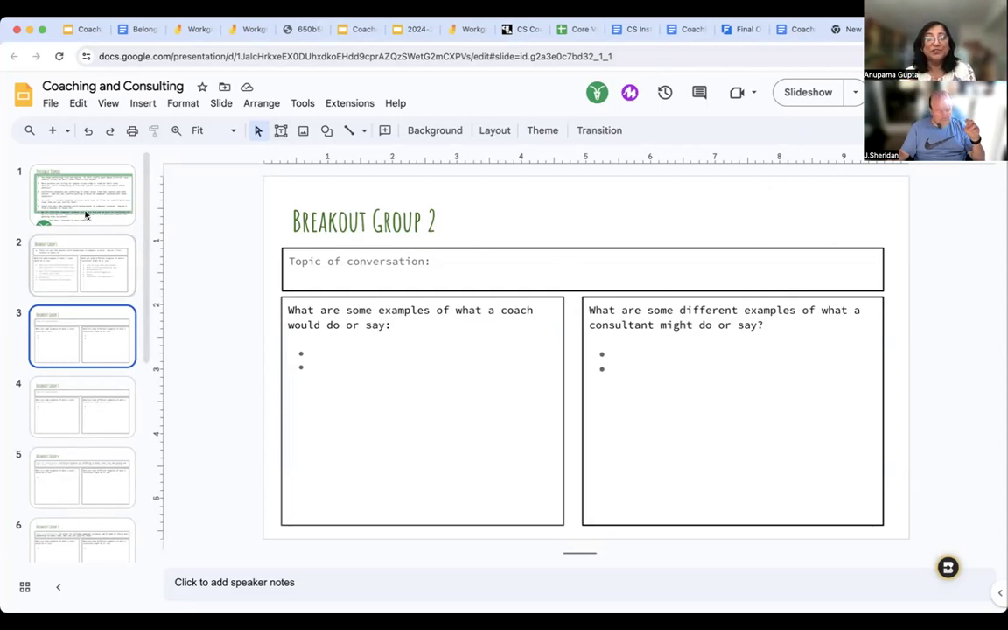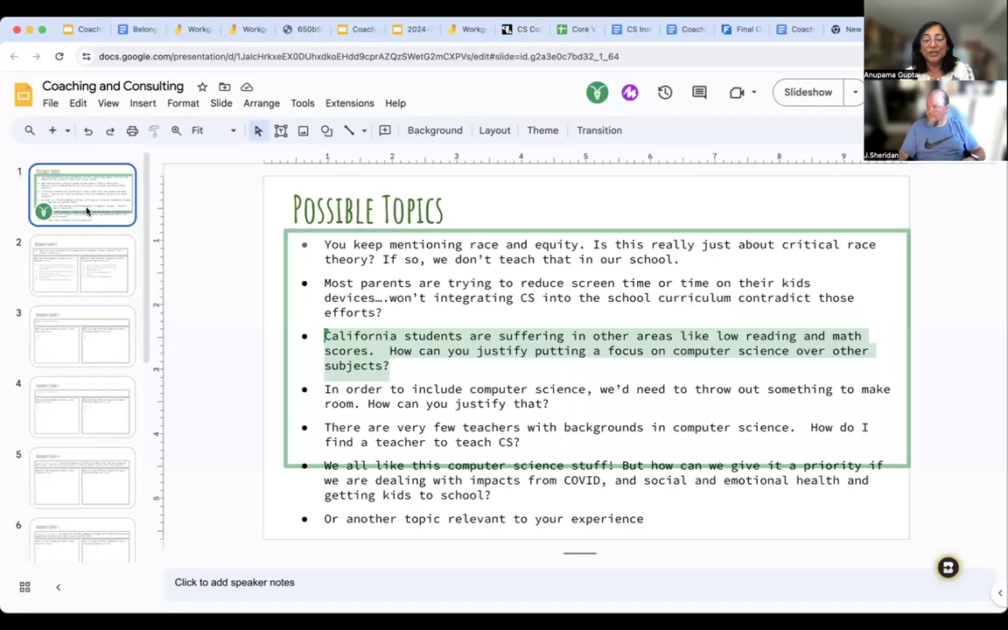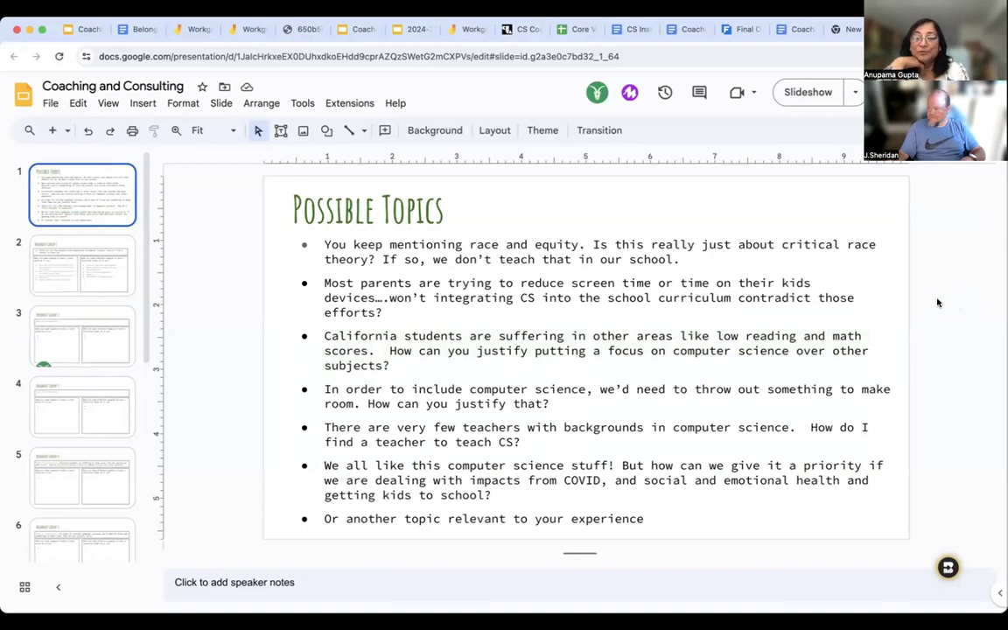Any topic speaks to you? I'm sure you've come across quite a few. Yeah, this one. Those kids who are suffering in math, and how can we justify putting a focus in computer science?